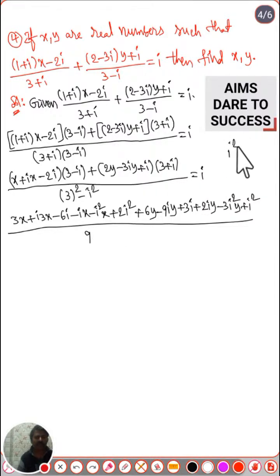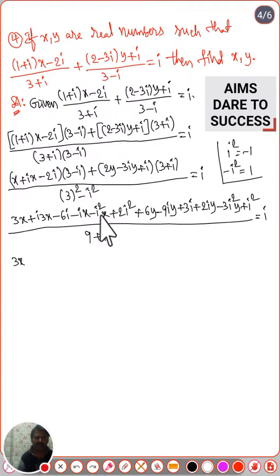Next, i square value is minus 1, minus i square value, minus into minus, plus 1. Same to same, minus i square value plus 1. This value is equal to i. So my dears, next a small simplification. Here you can write 3x. Next, here minus i square is plus 1. Plus 1 you can write as x plus x. Next, i square value is minus 1, so minus 1 into 2 is minus 2.